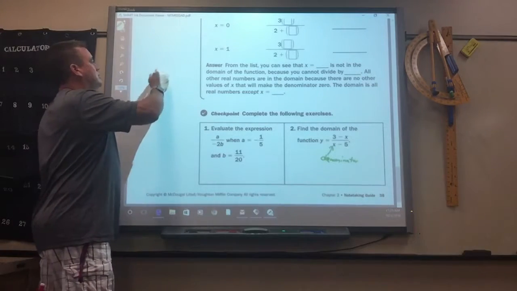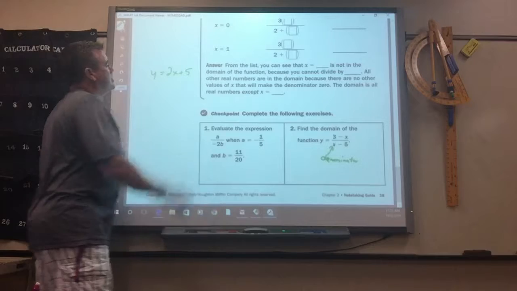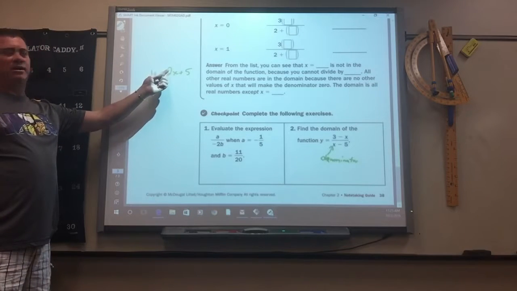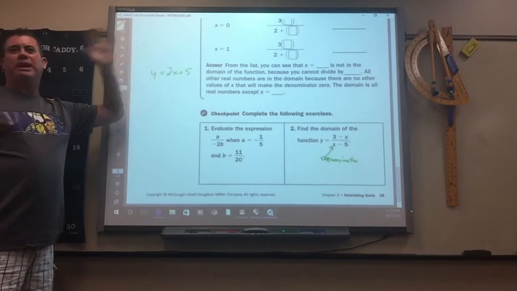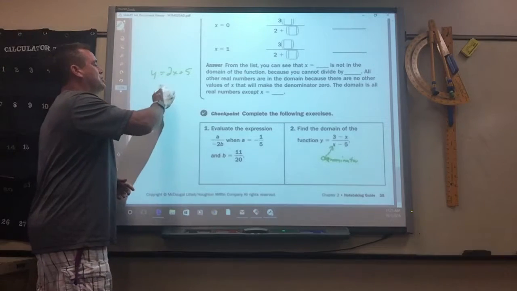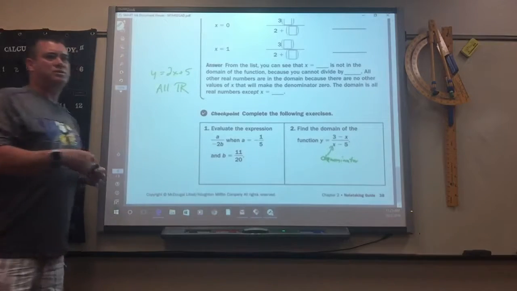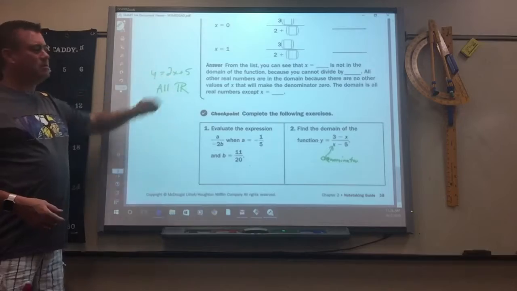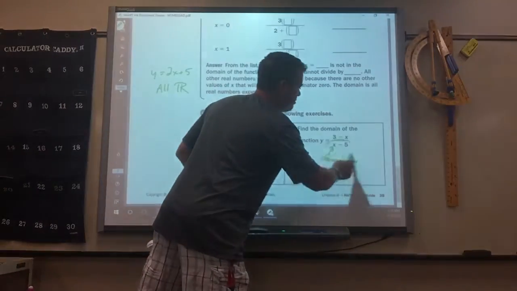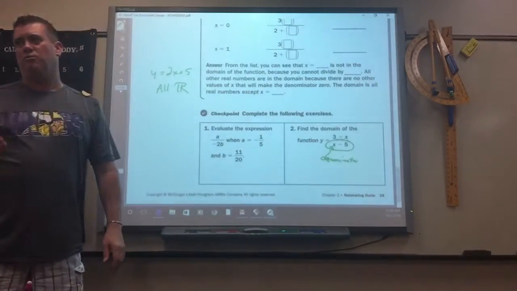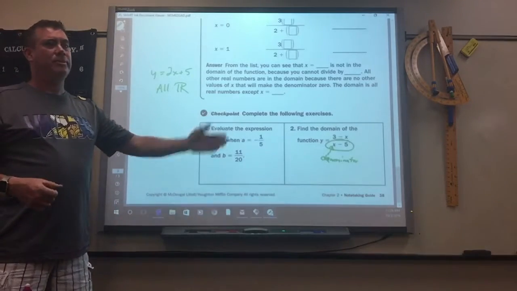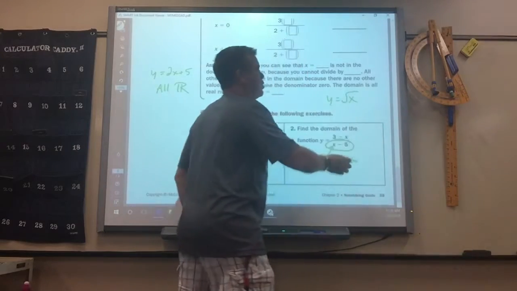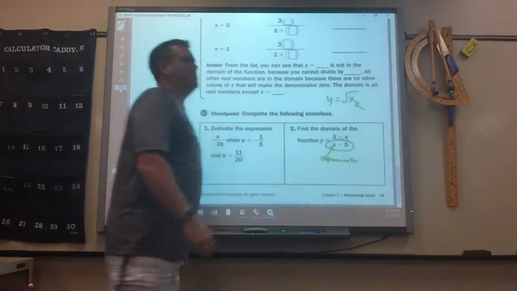If you had this, is there any number I could plug in for x in this equation and get an error on your calculator? No. You can put every single number in it. So you would just say all reals. There's no restrictions. The only time it's not gonna be all reals is if you have a fraction like this, we only have 4 of them today, or if you had one like this. Anything with a square root, and you've got a letter inside.